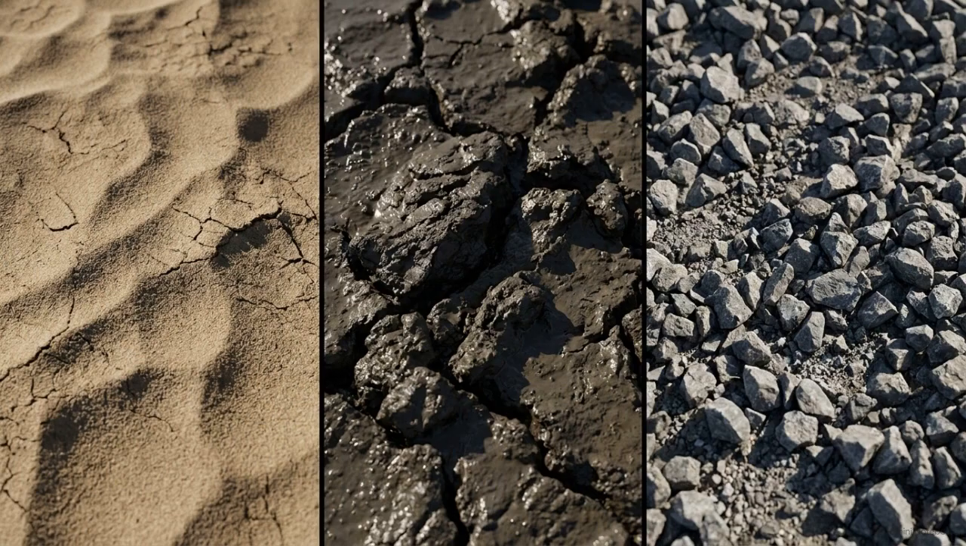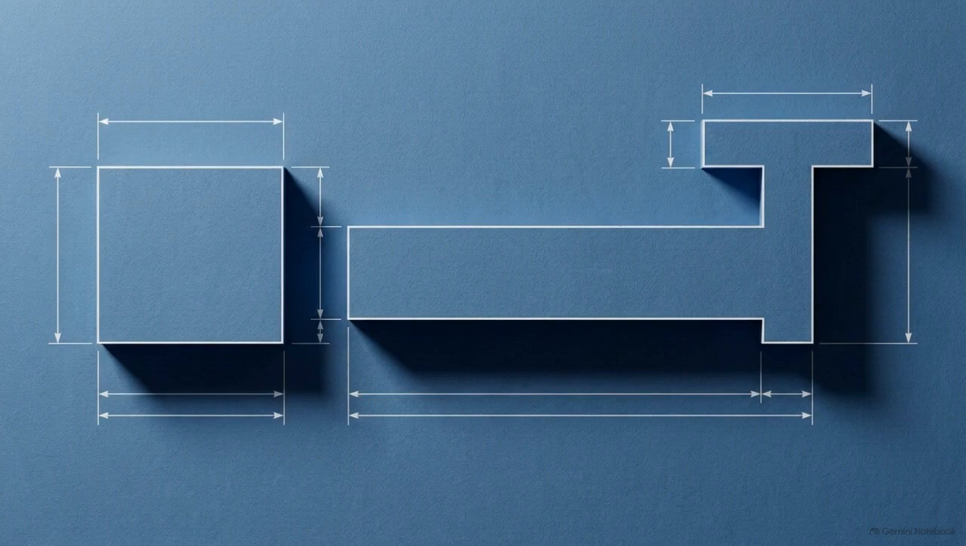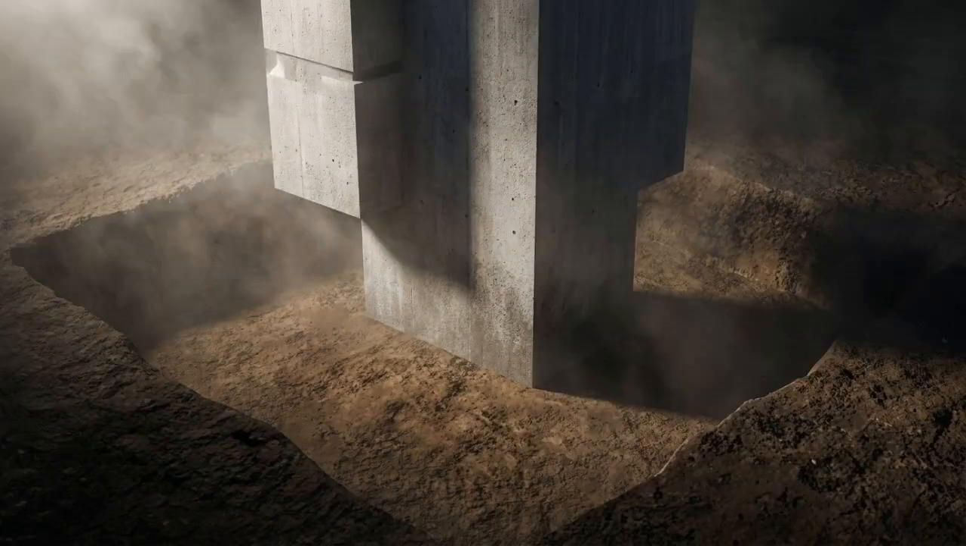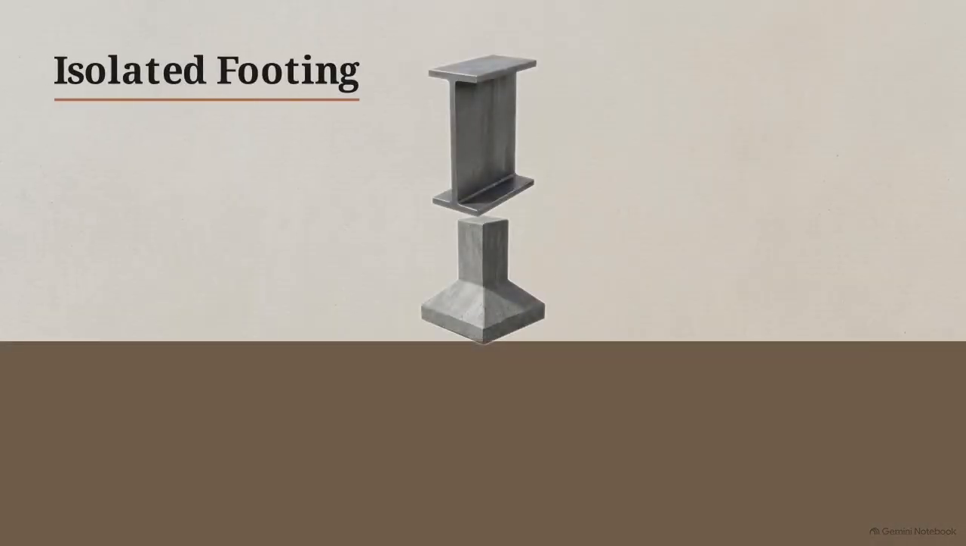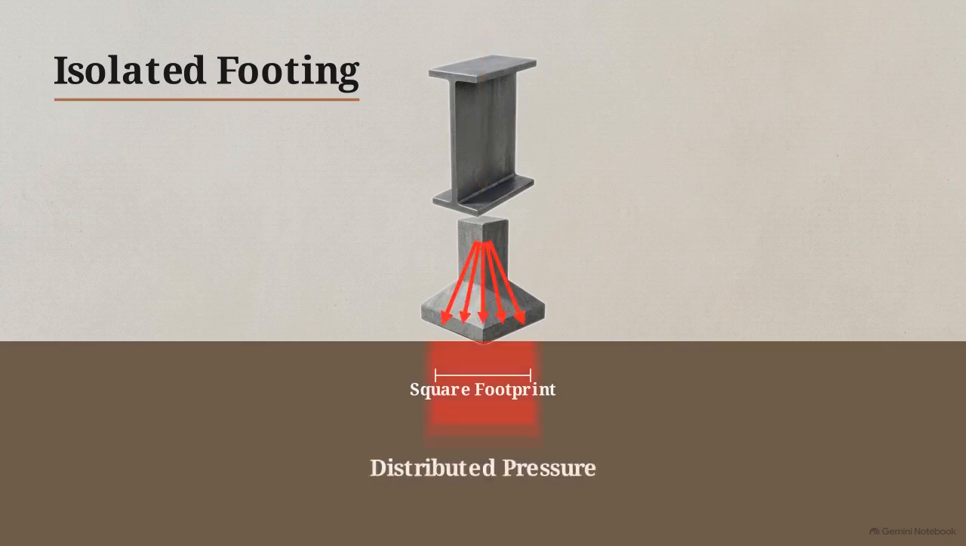Because soil composition and property layouts change drastically from site to site, a single shape doesn't work everywhere. Engineers have to alter the geometry of these foundations to solve specific environmental threats. Let's look at the first problem: a standard structural column resting on stable, reliable soil. The solution is an isolated or pad footing. This diagram shows how it widens the base of a single column into a square footprint, spreading the load into an efficient pyramid of pressure.